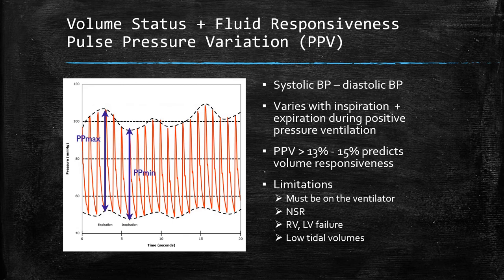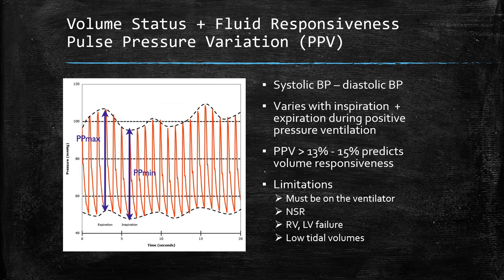I would say that the two most common questions that we ask about our ICU patients is, number one, what is their volume status? And number two, will they respond positively to a fluid challenge? One approach to answering these questions is to measure pulse pressure. Pulse pressure is easily obtained and only requires intra-arterial blood pressure monitoring. The pulse pressure is simply the difference between the systolic blood pressure and the diastolic blood pressure. In patients who are being mechanically ventilated, there will be an appreciable pulse pressure difference during expiration and inspiration. This difference is the pulse pressure variation.